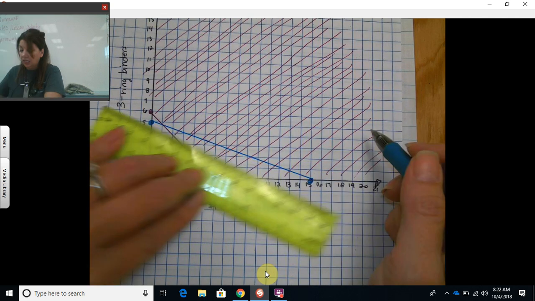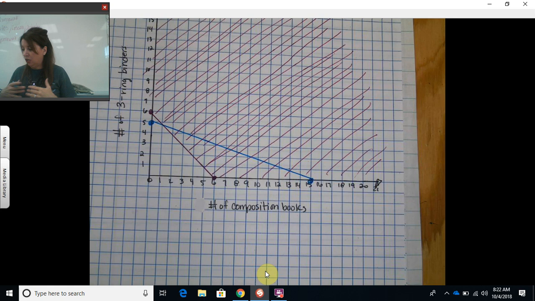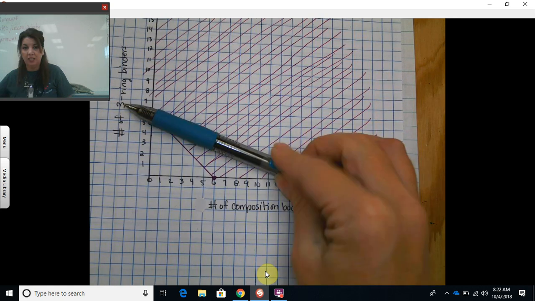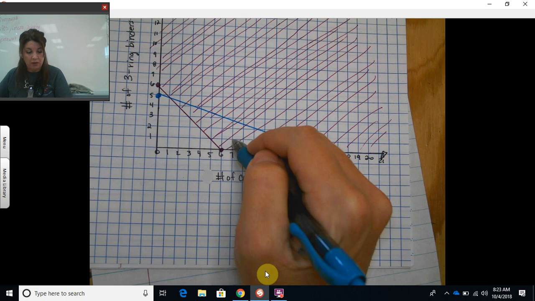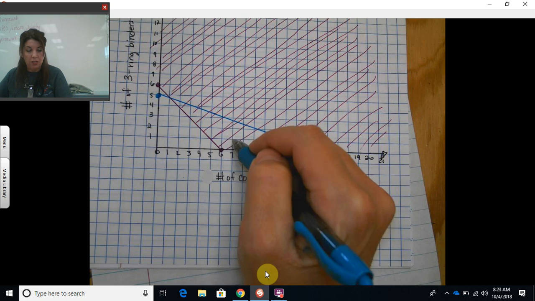Less than or equal to, less than means below. So I'm thinking, here's my line, below it would be down here, right? So let me just pick an ordered pair that's below. Let's pick 7 composition books and 1 binder. That would be $7 for the composition books, $3 for the binder would be $10. Is that less than or equal to 15?